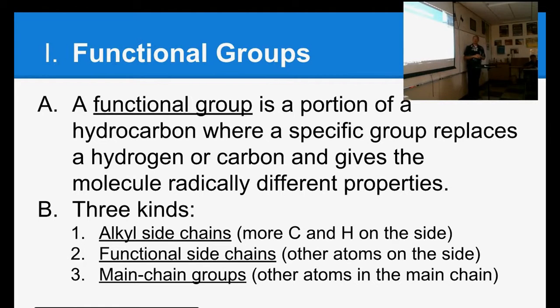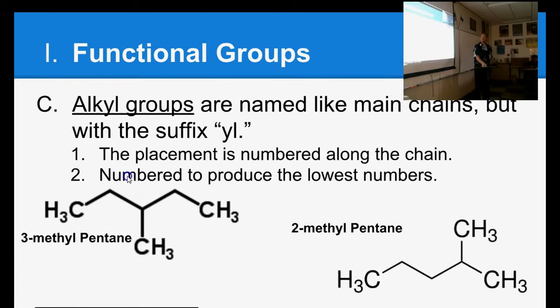And then there's main chain groups where instead of just being carbon, carbon, carbon, carbon, carbon all through the chain, there'll be something in between, like carbon, oxygen, carbon, carbon, carbon, carbon. And that oxygen in the middle changes what the molecule does and how it behaves and its chemistry. So there are things you stick on the side that are more carbon and hydrogen, things you stick on the side that are not carbon and hydrogen, and things that you can interrupt the chain with in the middle of the molecule. So let me give you some examples here. Oh, just kidding. Let me give you more text.